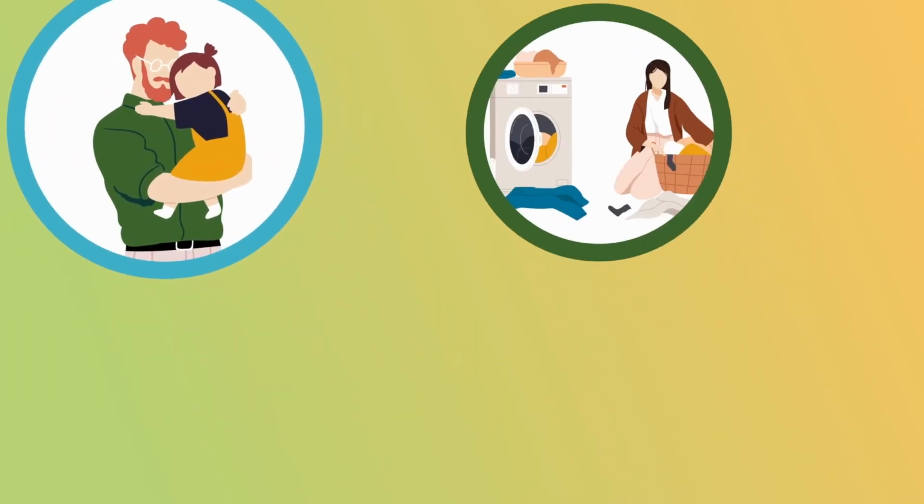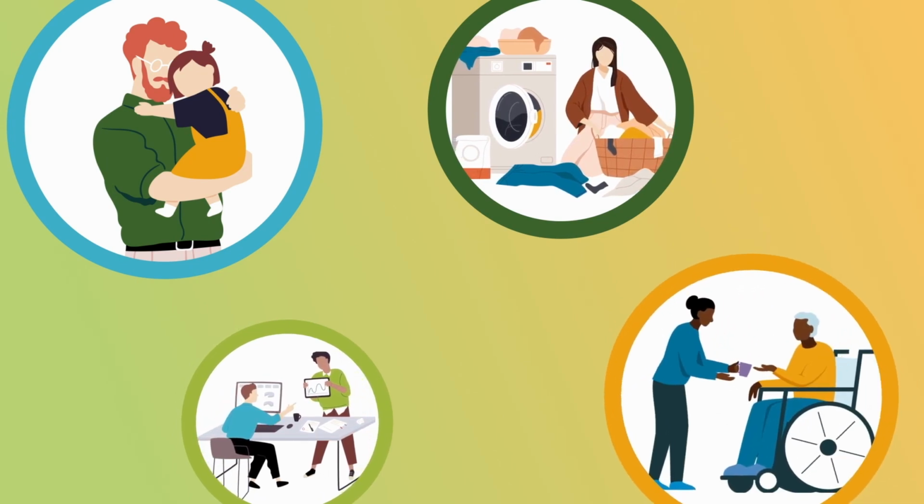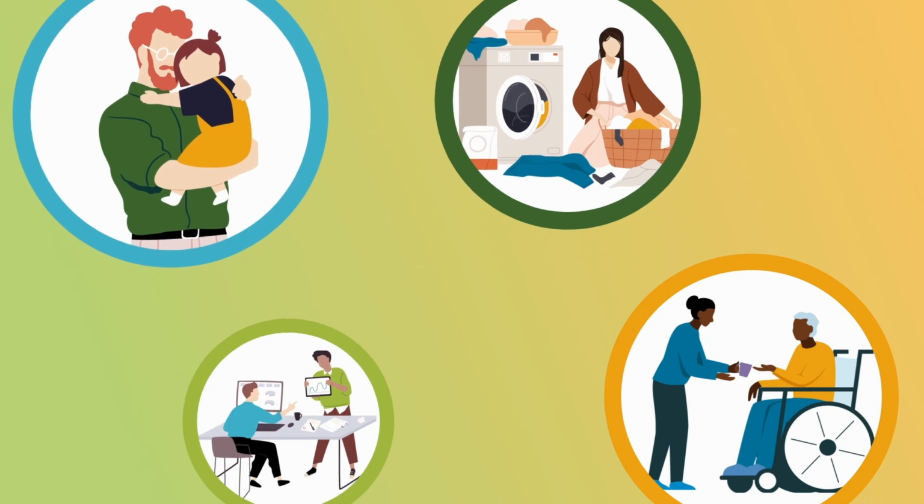This lens explores how various paid and unpaid activities are distributed within families, the demands that this work places on people and their families, and how these patterns differ among families and change across the life cycle. Inside 4 circles, various jobs are depicted. A man carries a toddler. A woman does laundry. 2 people work in an office. A woman helps a senior in a wheelchair.